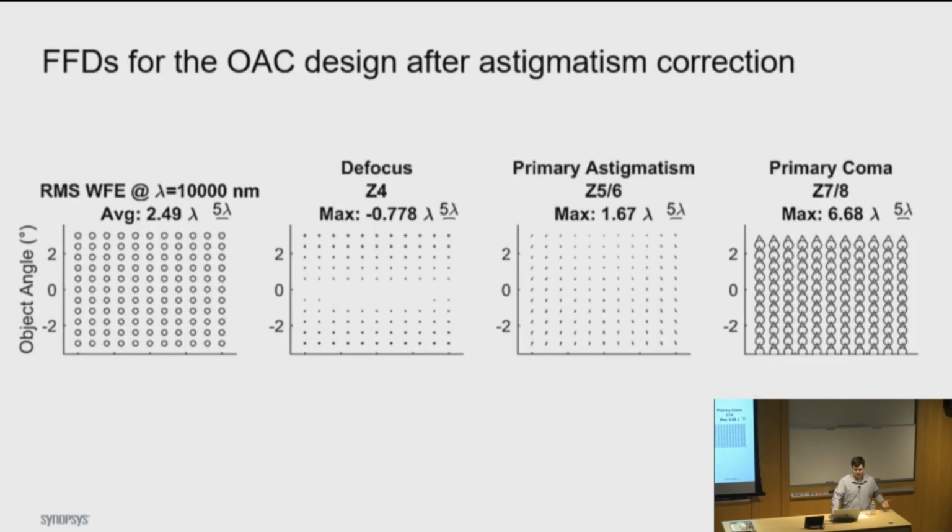So having corrected the astigmatism, we'll now look at the full field displays again and ask ourselves what is now limiting. We saw the field asymmetric, field linear astigmatism on the previous slide, but on this one we can also see that one thing that's present is the primary coma, and that now is field constant.